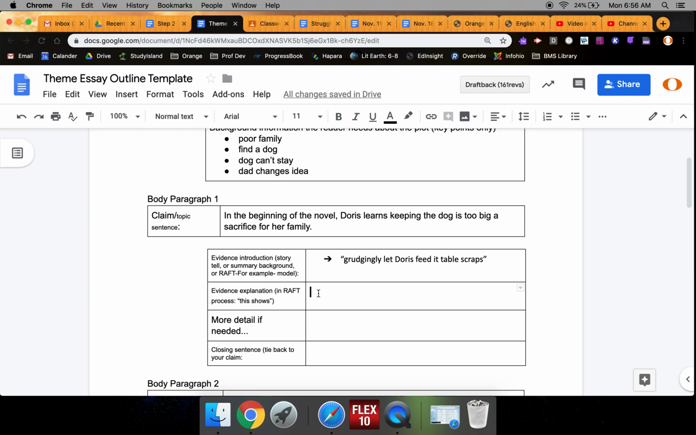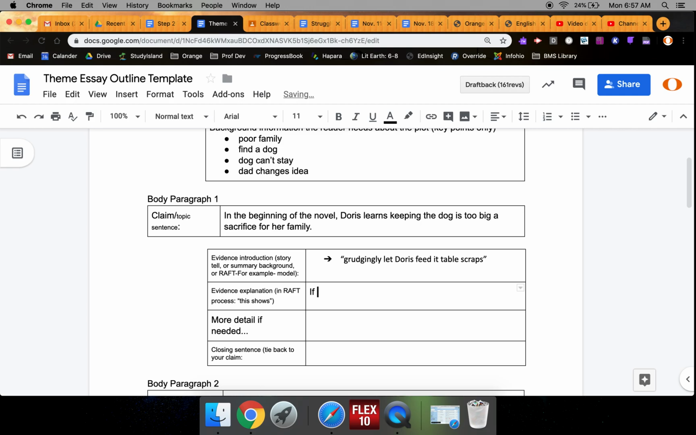Doris learning to keep the dog is too big a sacrifice for a family. All right, and then they did let her. So, all right, so there's a problem. I need a sentence. So I'm going to use my if-then, my safety thing.